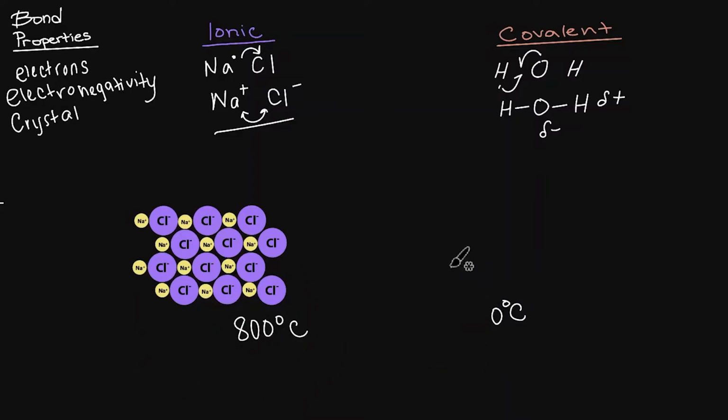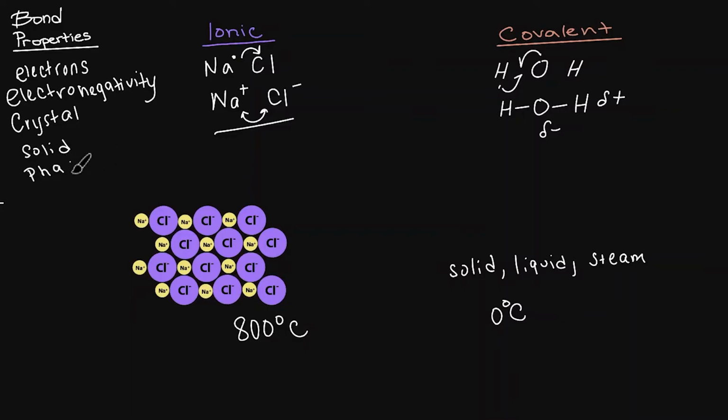Meanwhile, water can exist in multiple phases. So it can exist in solid form as ice. It can exist as water or liquid. And lastly, it can exist as gas in the form of steam. So we know that ionic bonds are pretty much solid, and covalent bonds can exist in multiple phases.